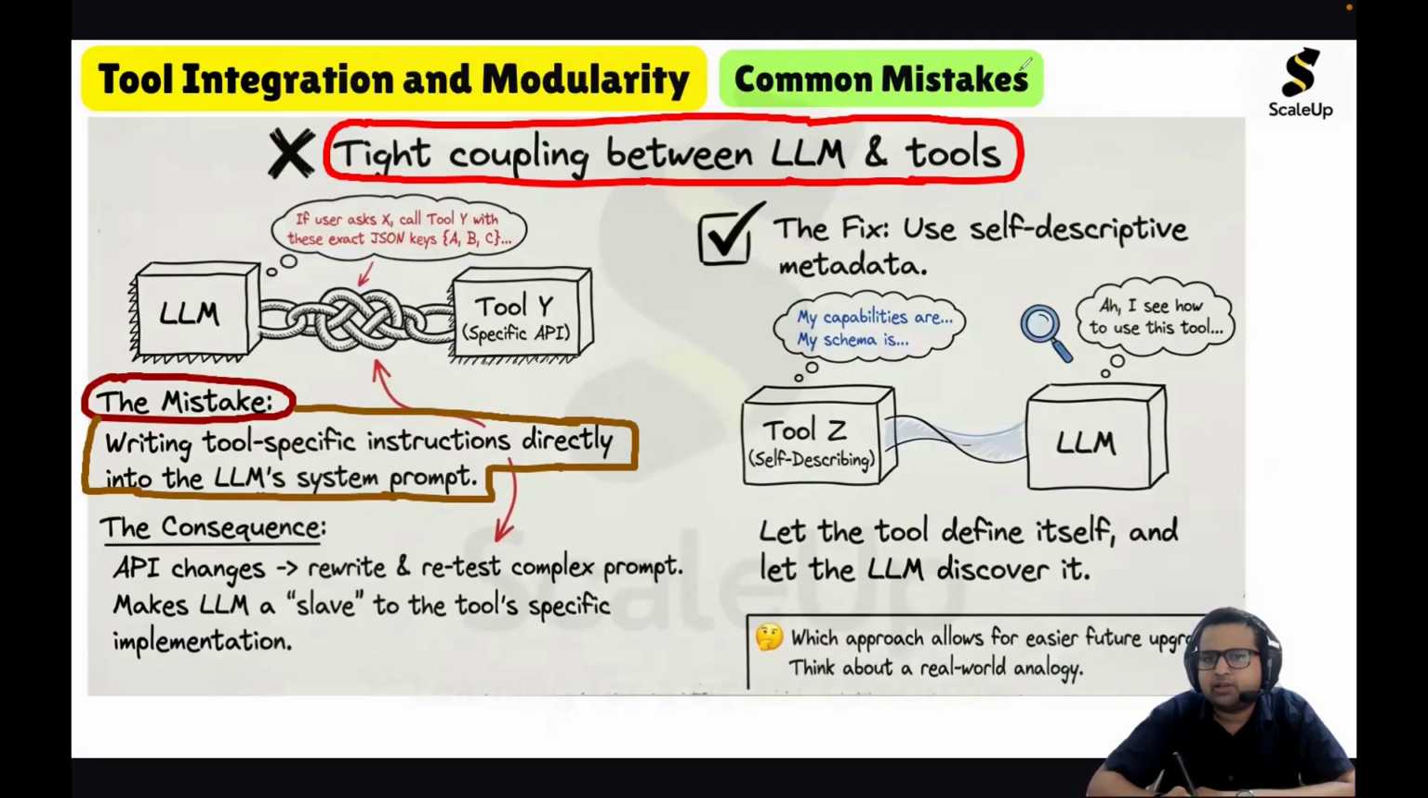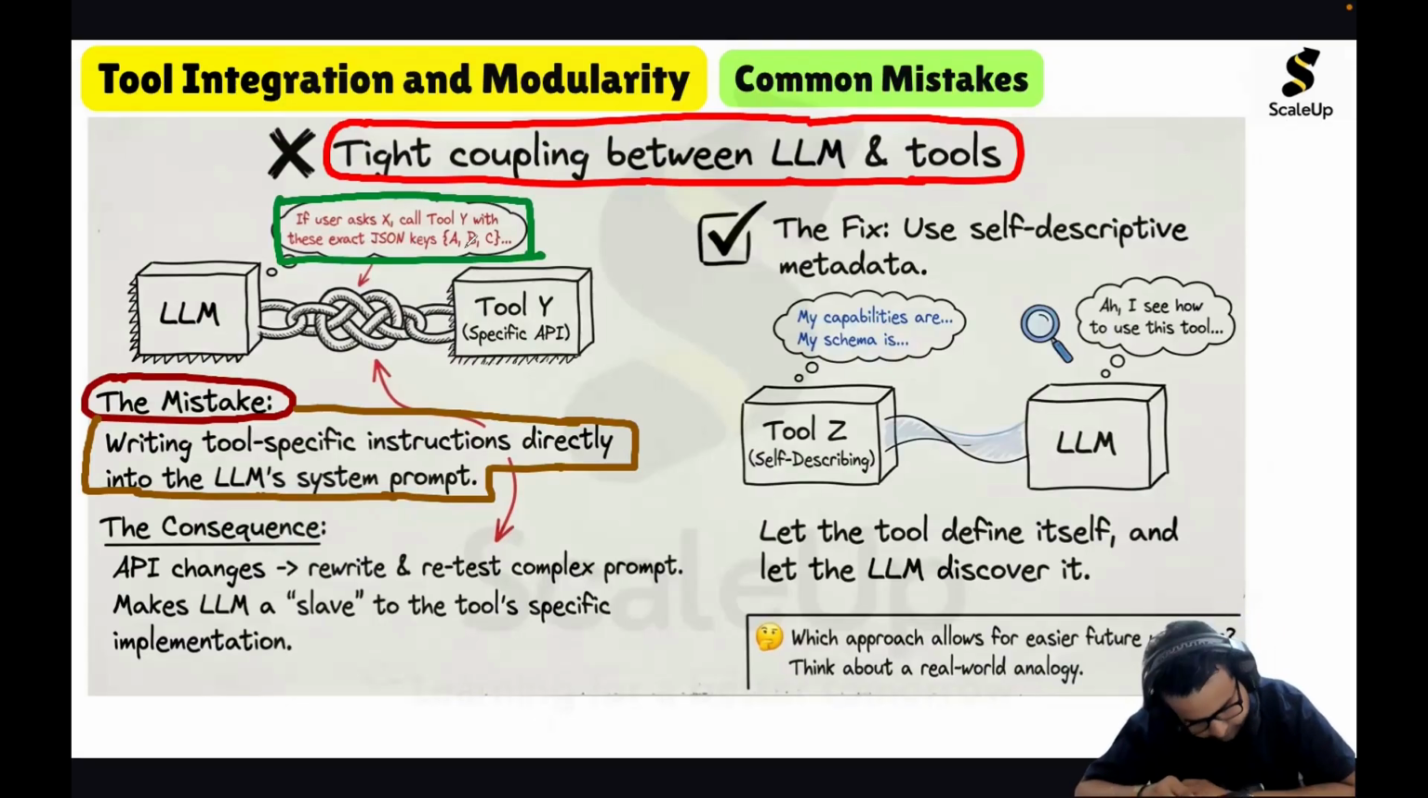Let us look at one example. So here you can see one example that in the system prompt of the LLM, I am writing a tool specific instruction, and that instruction is: if user ask X, call tool Y with these exact JSON keys. So here I am instructing the LLM that if user is asking about X, you please call tool Y with these keys. So here what I am doing is I am writing tool specific instructions directly into the LLM system prompt, and it is a bad practice. And why it is a bad practice, let us understand that.